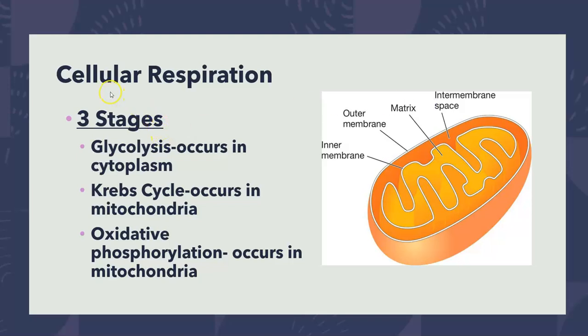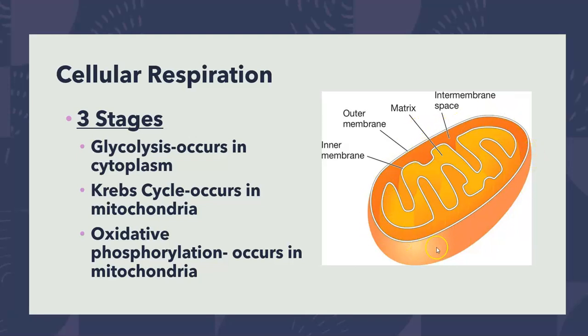So cellular respiration can be divided up into 3 different stages. We have glycolysis, which is the very first stage, and this occurs in the cytoplasm. So it's not occurring in any particular organelle at all. This is just some reactions that happen in the cytoplasm of the cell. The second part is the Krebs cycle, also called the citric acid cycle. And this happens within the mitochondria.